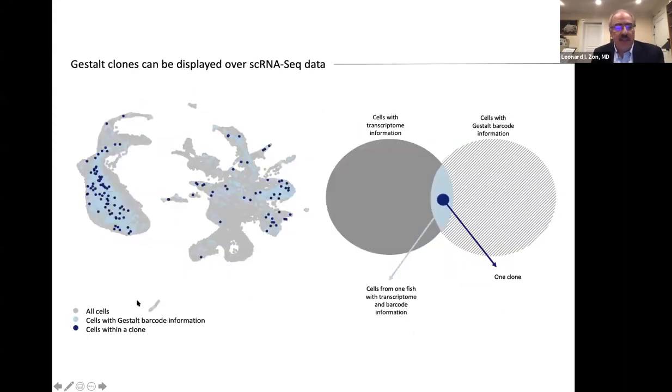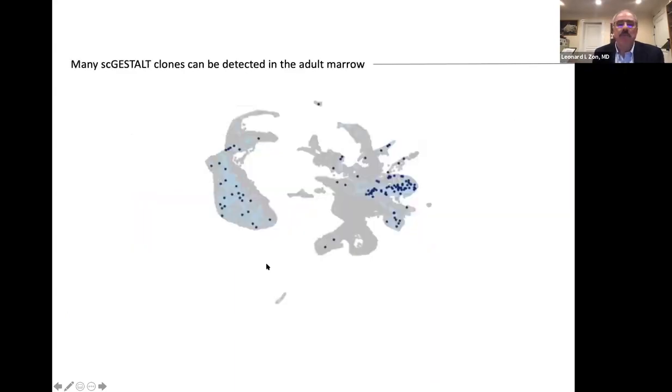Now, if you think about this, we have all the cells that I just showed you for which there is RNA-seq data. But then a subset of those cells will actually have Gestalt barcode information. And it's the intersection of looking at the transcriptome information as well as the barcode information that allows you to say something about a particular clone. You can see this is just one clone that we highlighted for you, which is present in the myeloid cells as well as really all of the blood cells.